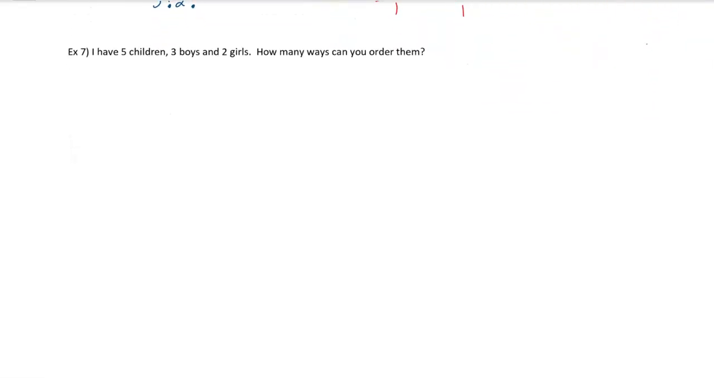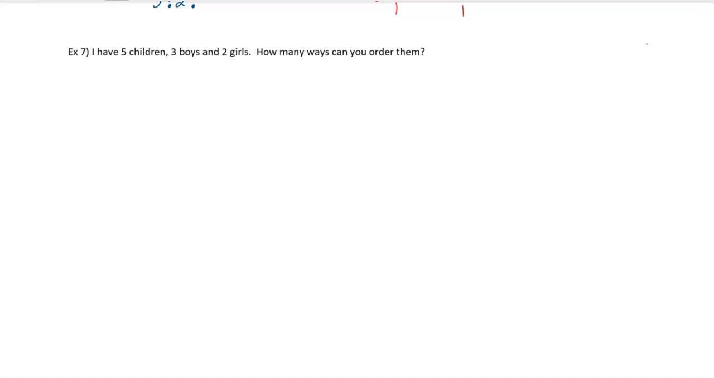We also use this when we're talking about some different situations. Here we have someone who has 5 children, and they have 3 girls and 2 boys. How many ways can you order them? That means the 3 oldest could be boys and the 2 youngest could be girls. It could have been boy, girl, boy, girl, boy. How many different ways could that family look?